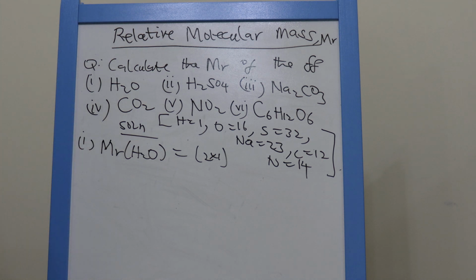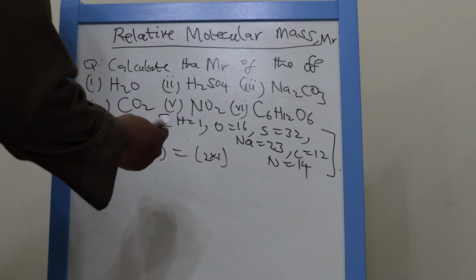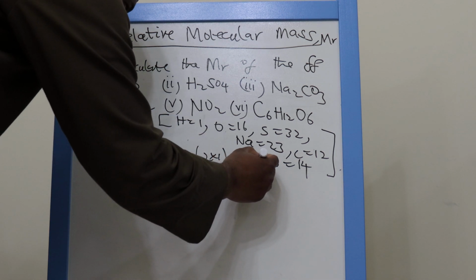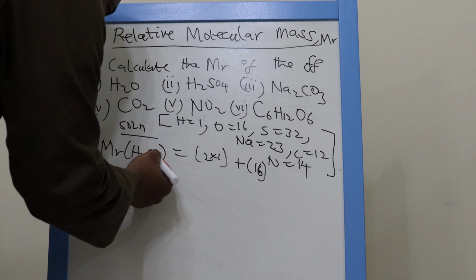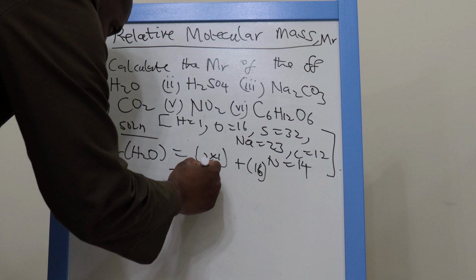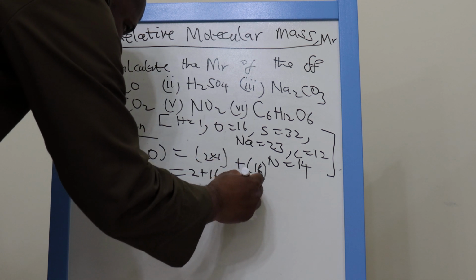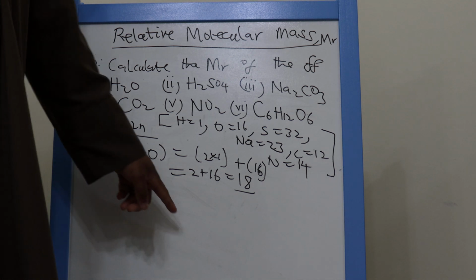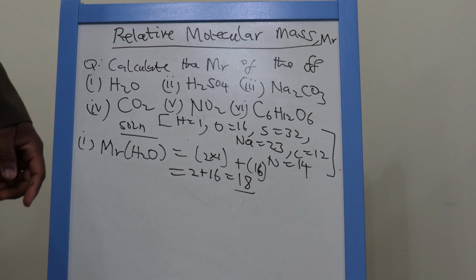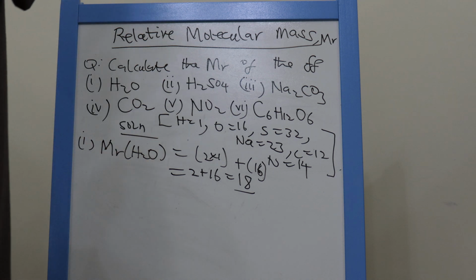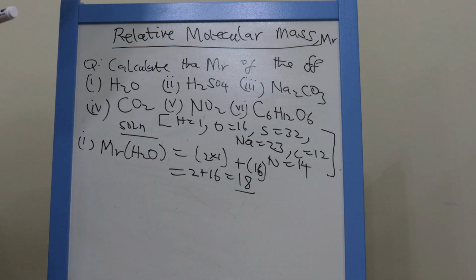So we take 2 times 1 plus 16, because there is one oxygen here, so 1 times 16 is 16. 2 times 1 is 2, plus 16 is equal to 18. So the relative molecular mass of water is 18. That is the first one. I hope viewers are getting it.